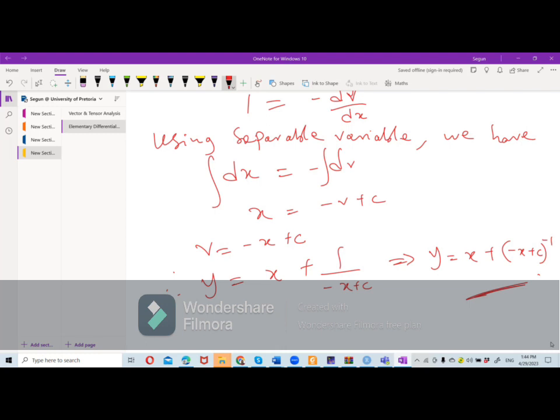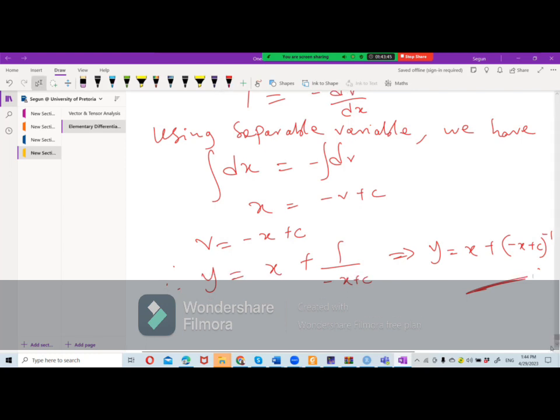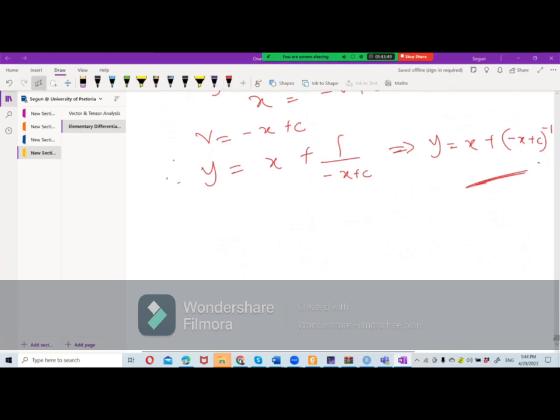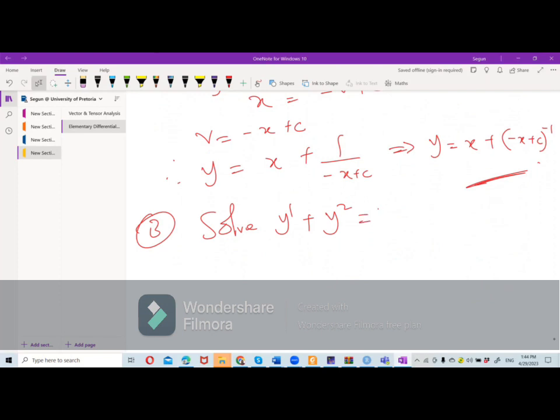Because of our time, can we go and solve this question? Probably next class we can check it. Solve this one, number 3. Solve y prime plus y squared equals 1 all over x squared, where y equals x is a solution.